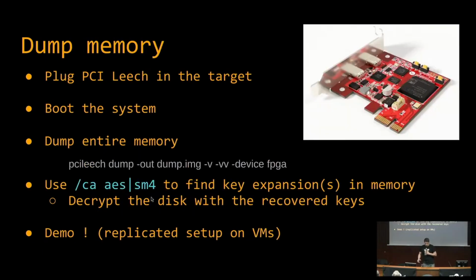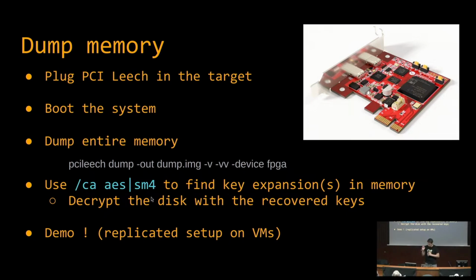So to do a direct memory access attack, you just use some tools. There is one that works pretty well. It's PCILeech. You plug it inside the PCI slot, you boot the system, and you connect your laptop with this device using USB-C. You launch some commands. The FPGA will do the thing and dump the entire memory for you. And then you use your favorite commands in r2con2024 to find a key expansion in memory and decrypt the disk.